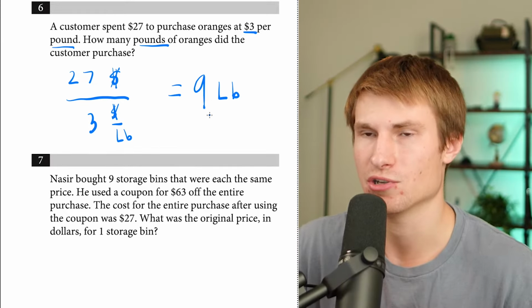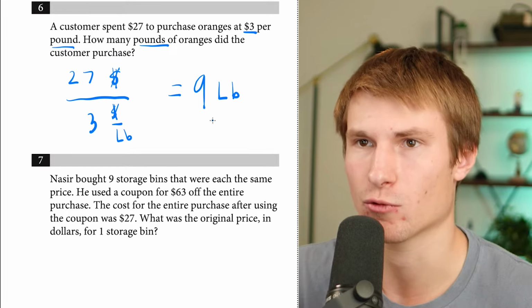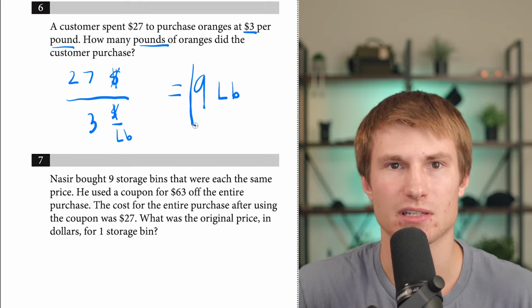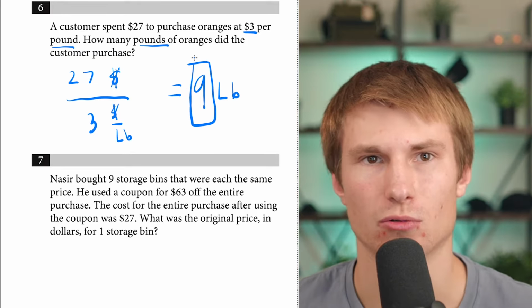As you can see, you can use units on the SAT math section to check your work, check your setup of initial equations, and then also to check your final answer. So as we can see, our answer for the amount of pounds that she buys will be 9 pounds.